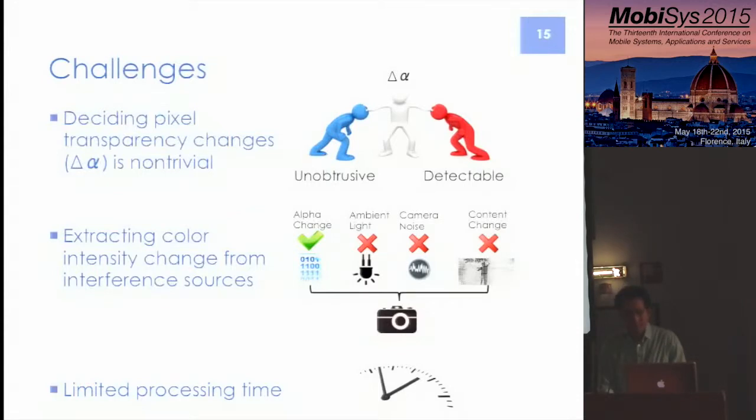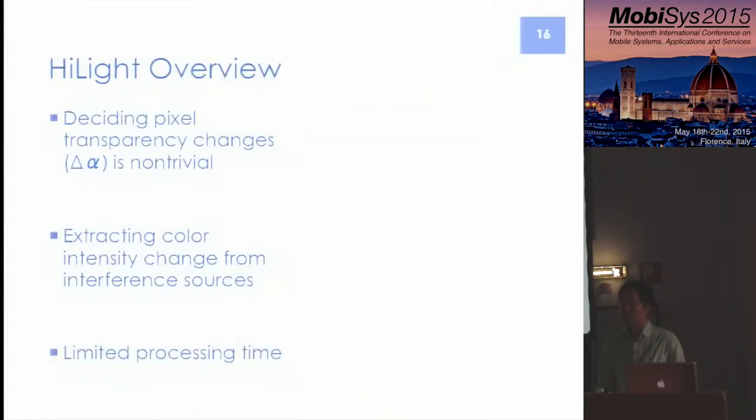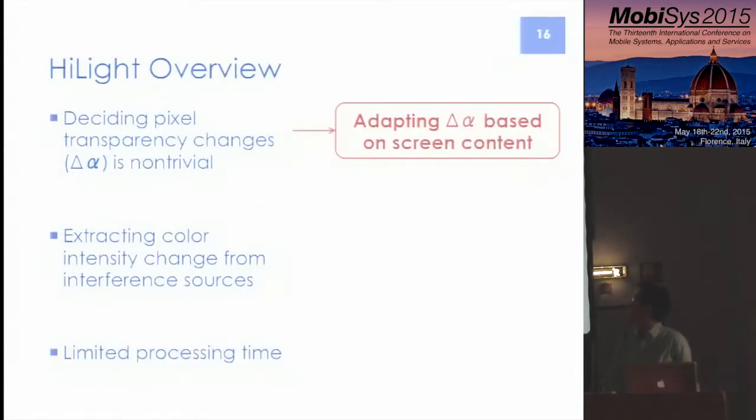And finally, for both the transmitter and the receiver, it needs to do the data processing in real time. So for example, to support 120 frames per second video playing, both the encoding and decoding time should be less than 8.3 milliseconds.